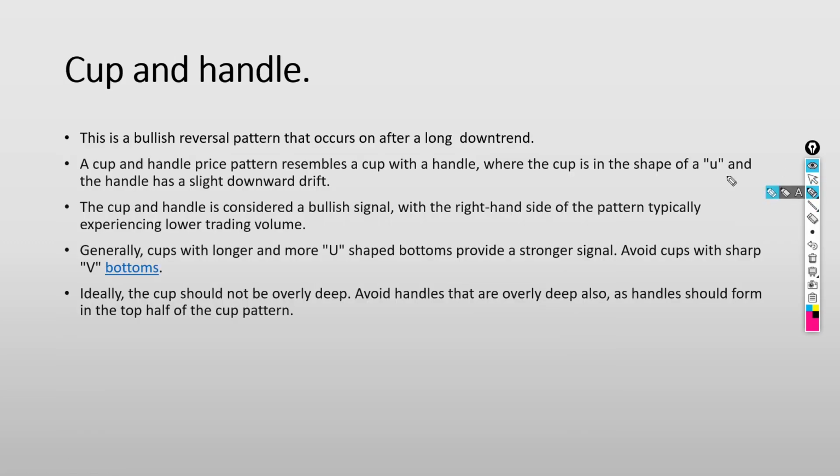So we are going to look at the cup and handle. This is a bullish reversal pattern that occurs after a long downtrend. A cup and handle price pattern resembles a cup with a handle, where the cup is the shape of a U and the handle is a slight downward drift. The cup and handle is considered a bullish signal, with the right-hand side of the pattern typically experiencing lower trading volume. Generally, cups with longer and more U-shaped bottoms provide stronger signals. So avoid cups with V bottoms.